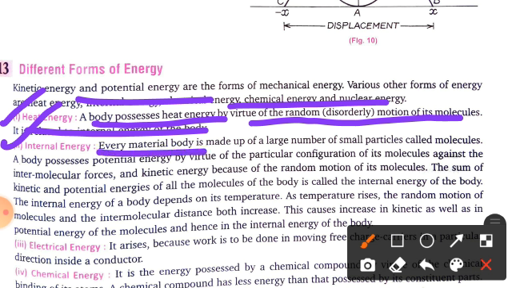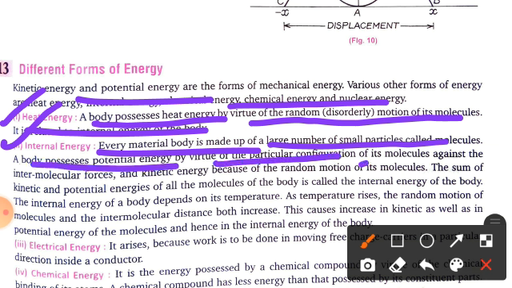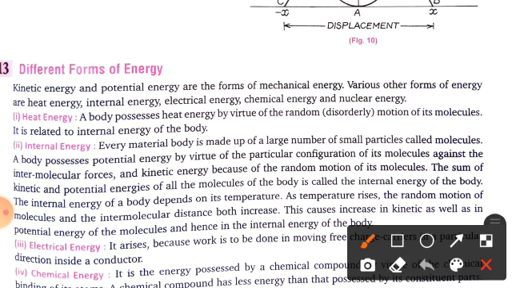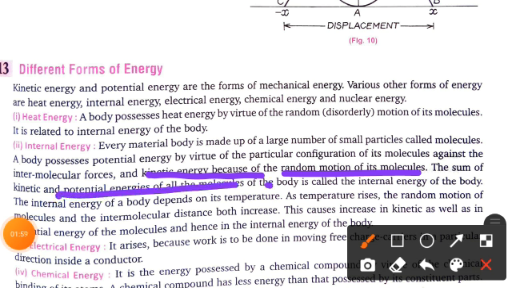Every material body is made up of a large number of small particles called molecules. So a body possesses potential energy by virtue of the particular configuration of its molecules against the intermolecular forces. Clear? I told you about potential energy, the energy which is due to the position of the body. That is the thing written here. And kinetic energy is because of the random motion of its molecules. So the sum of the kinetic and the potential energies of all the molecules of the body is called the internal energy of the body.